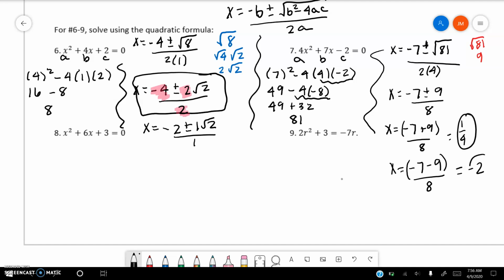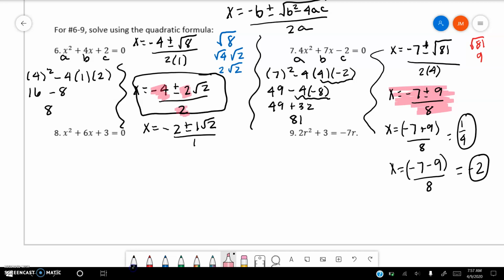So here are your 2 answers that you would have. For this, you cannot leave your answer like this, because they are all whole numbers. You should be able to simplify and reduce. All right, so if it is a situation where your square root is a perfect square, you do want to split it up and get those 2 different answers.